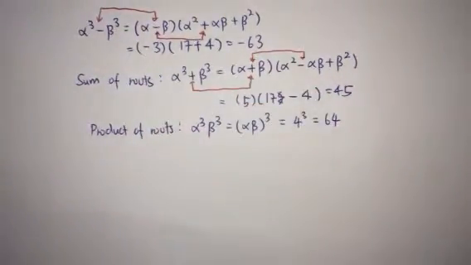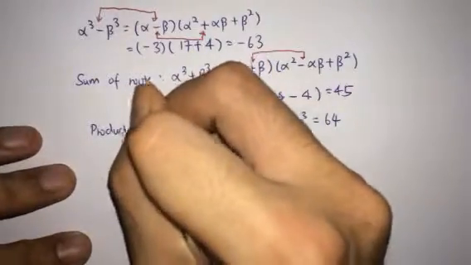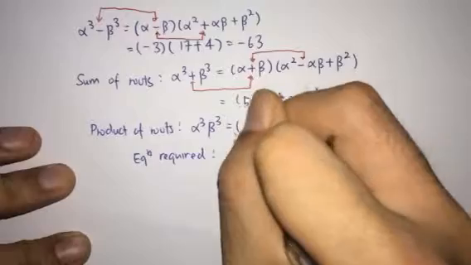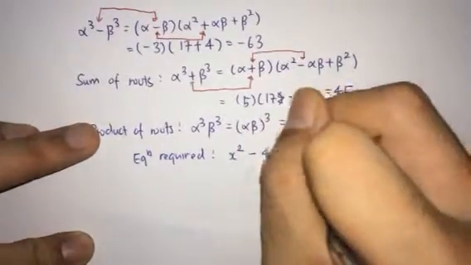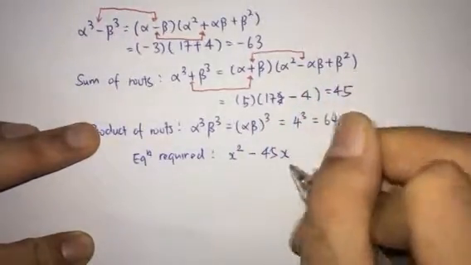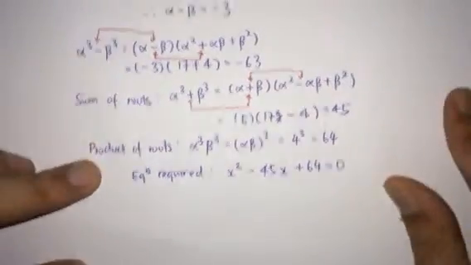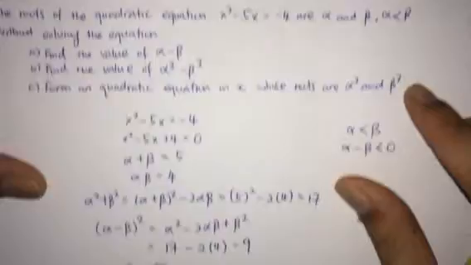The question is asking for a quadratic equation, so the equation required will be x squared minus sum of roots x plus product of roots. This will conclude example 3. Okay, now let's take a look at example 4.